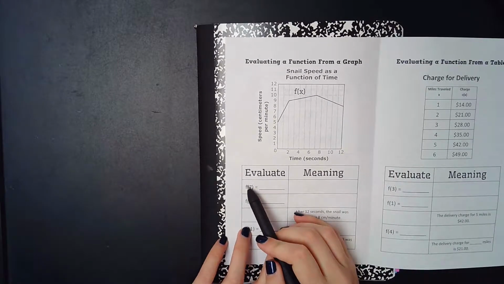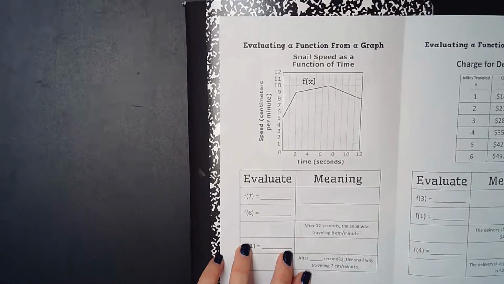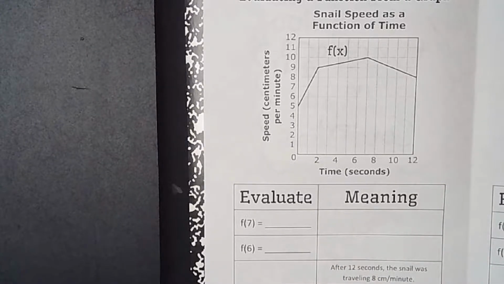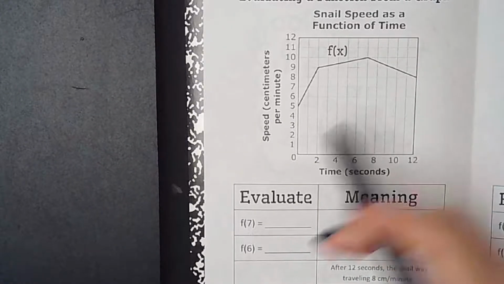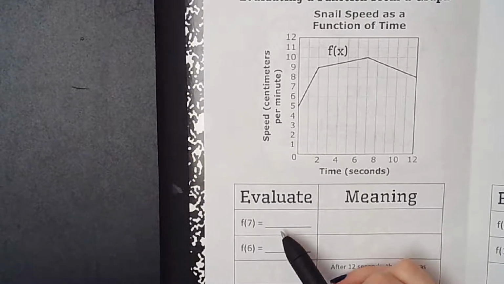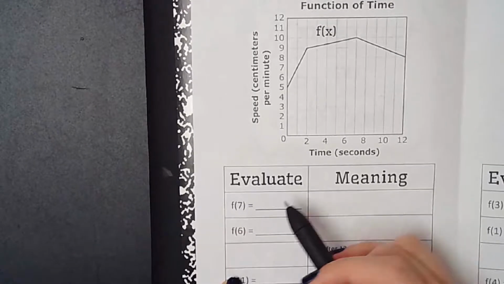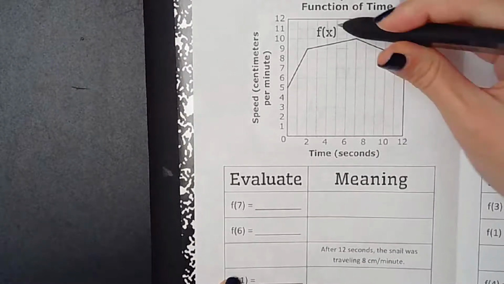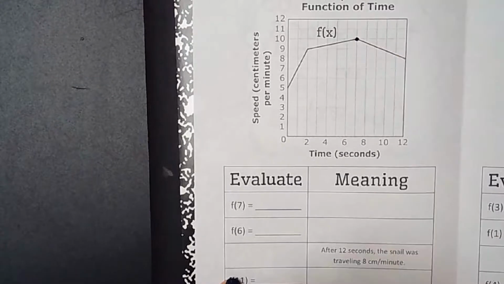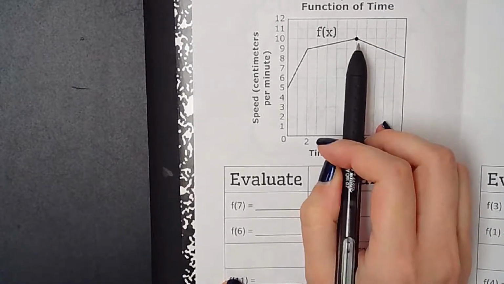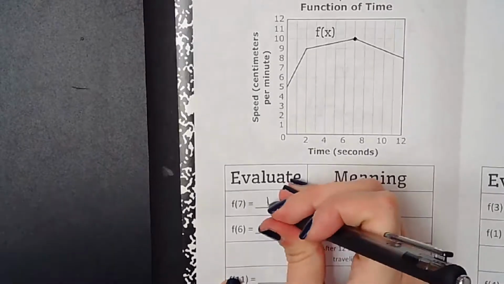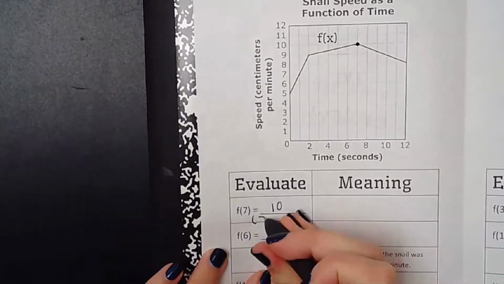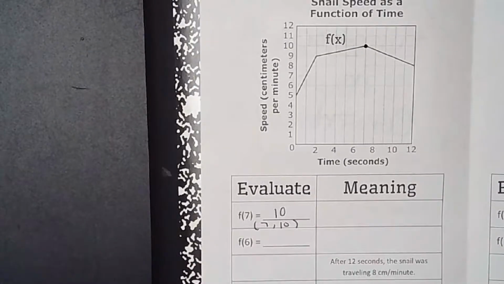So when I start to evaluate, nothing about this process is going to be different than it was before. I am evaluating f of 7, which means my x value is 7, and I'm trying to find out what the y value is. So on my graph, I have an x value of 7 right here. I follow that up to my point on the graph. That point is right here. When my x value is 7, my y value is 10. And before, that's where we would leave it. We would maybe write our answer as 7, 10 as an ordered pair.